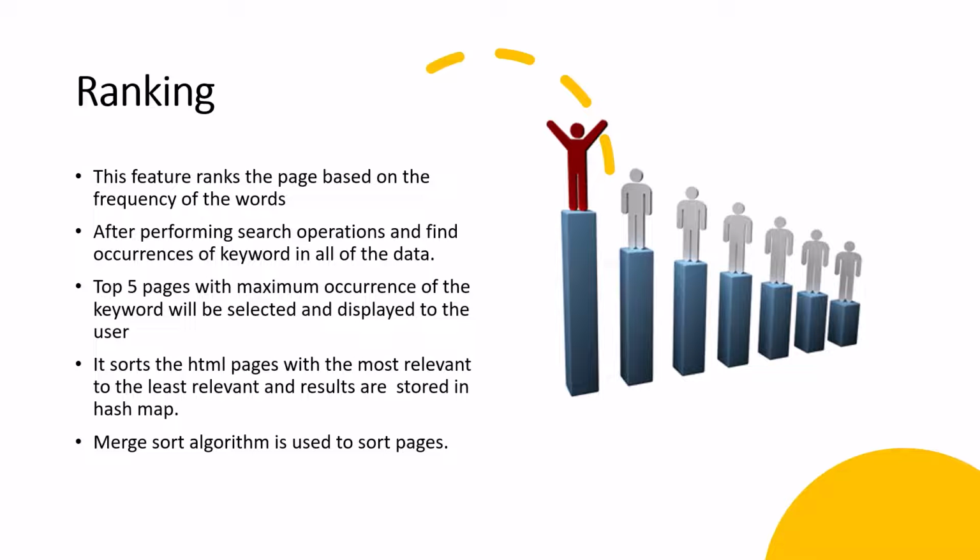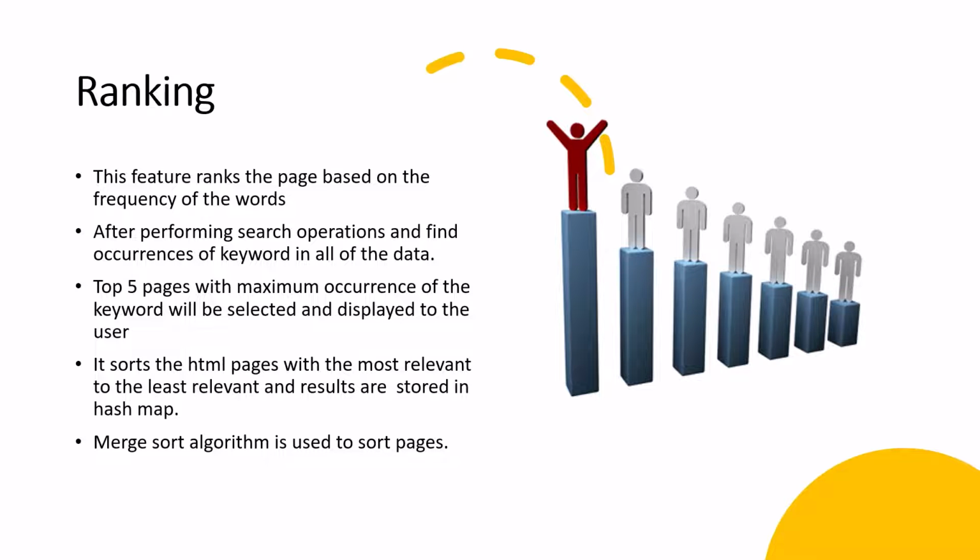The next feature we have is ranking. This feature ranks the pages based on the frequency of words. After performing the search operation, it finds the occurrence of the keyword in all the relevant data, which is generated through the search operation. The top 5 pages with the maximum occurrence of the keyword will be selected and then displayed to the user.